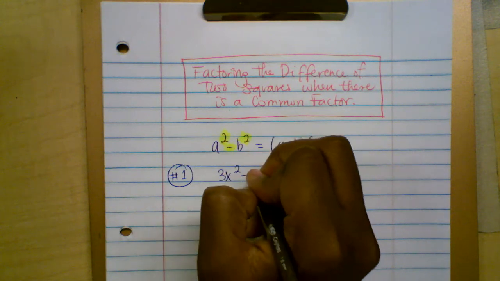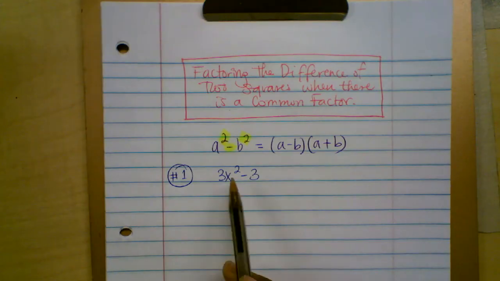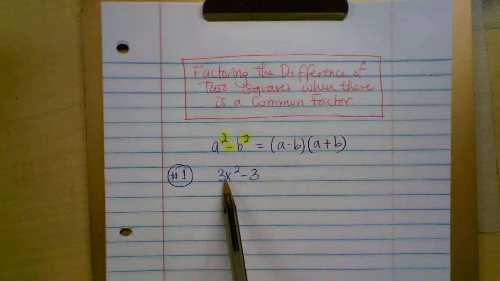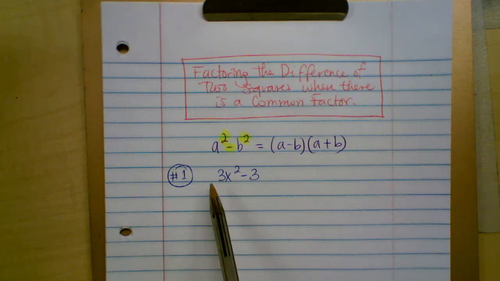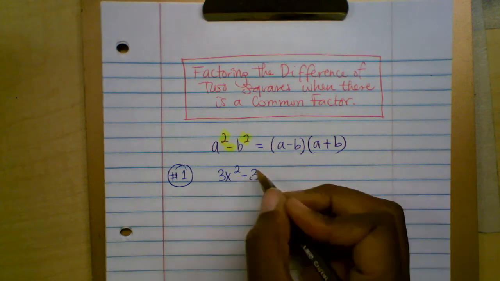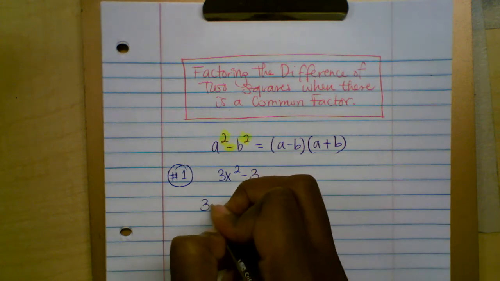3x squared minus 3. You can see there's a common factor of 3. Why? Because 3 is divisible by 3, as well as 3, the coefficient of x squared, is also divisible by 3. Because there is a common factor, what is going to happen first? I have to pull out the common factor. So I'm going to pull out 3.